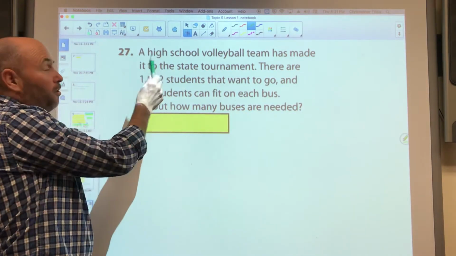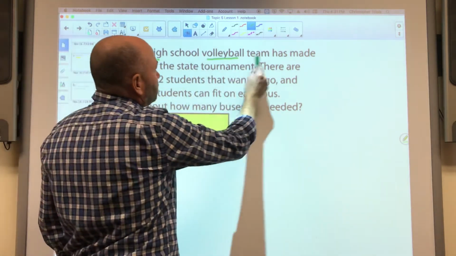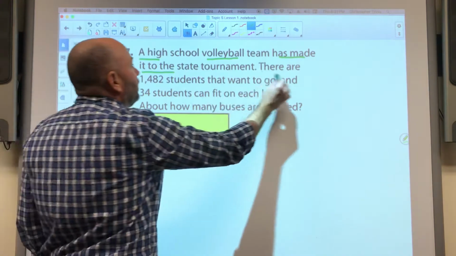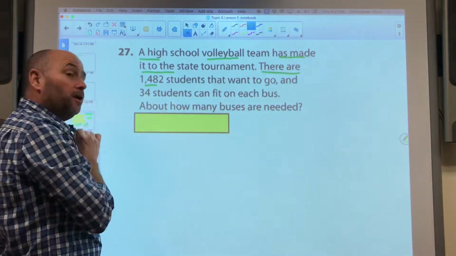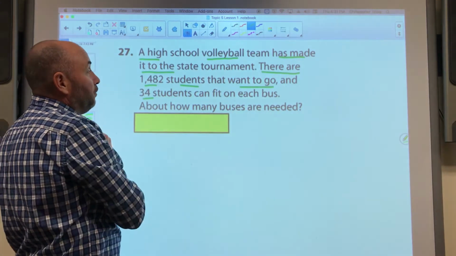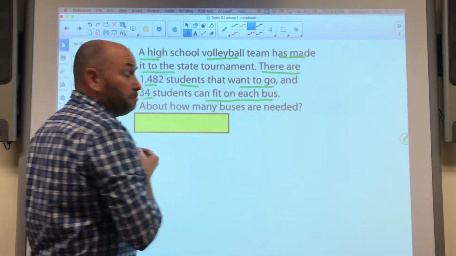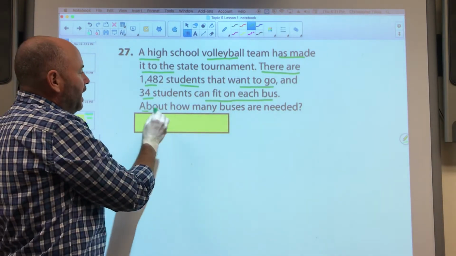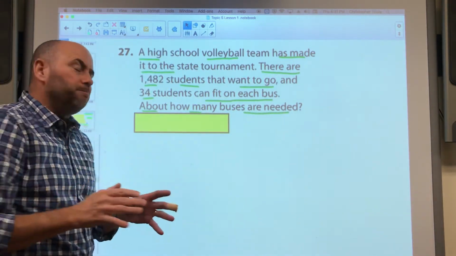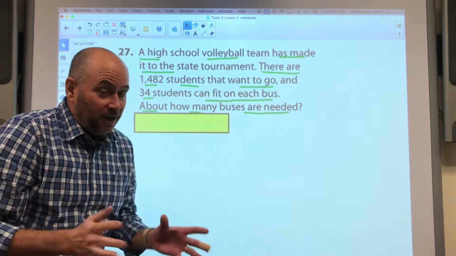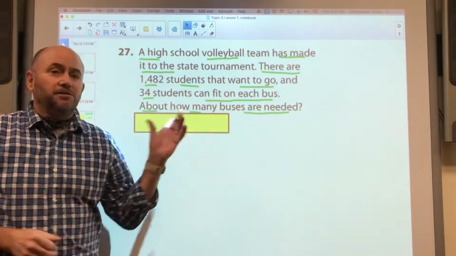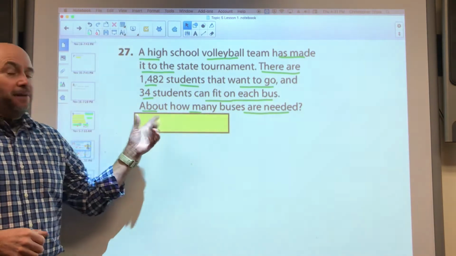In this word problem, it says a high school volleyball team has made it to the state tournament. There are 1,482 students that want to go, and 34 students can fit on each bus. All right? About how many buses are needed? You've got to be careful with these problems because you don't want to leave anybody behind, so you've got to estimate fairly close. Why don't you pause the video and see if you can come up with about how many buses they need.